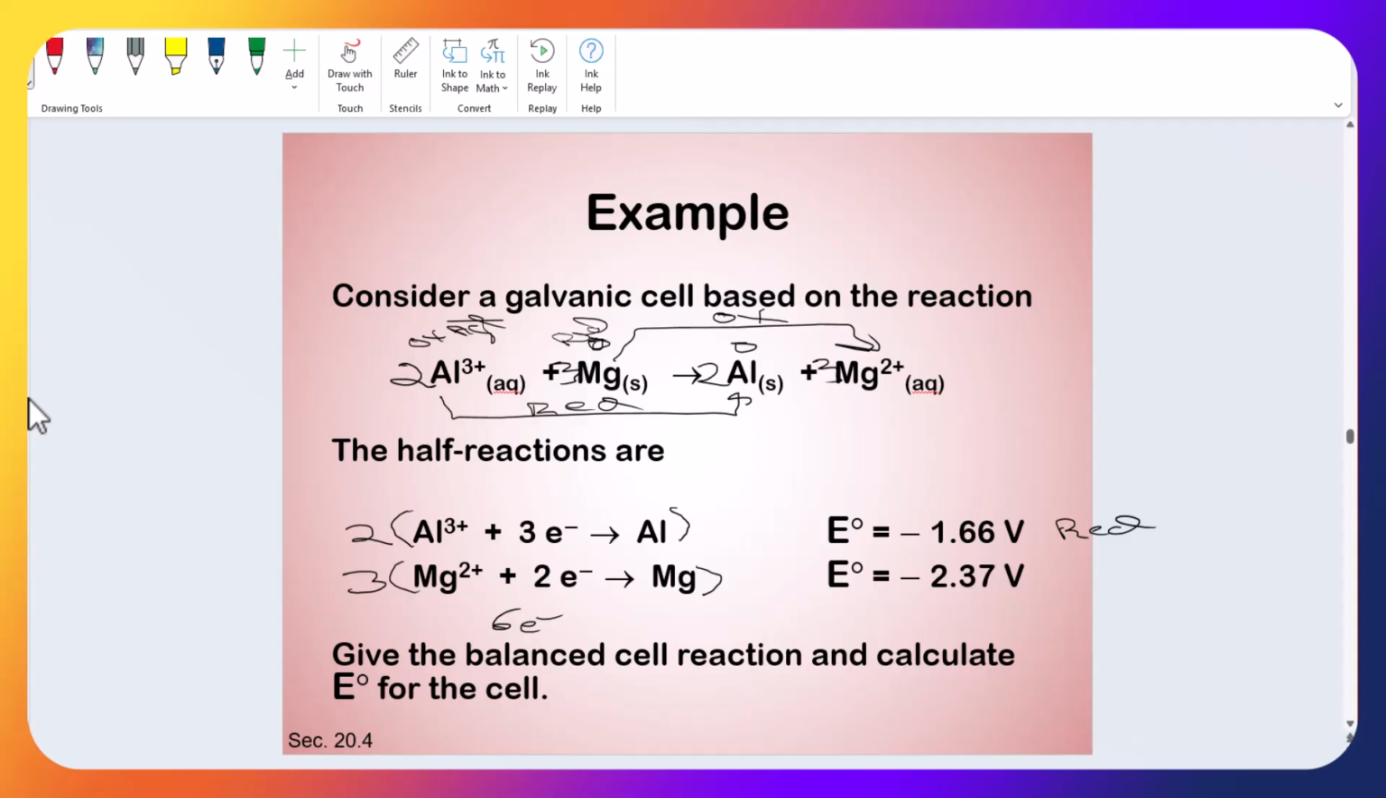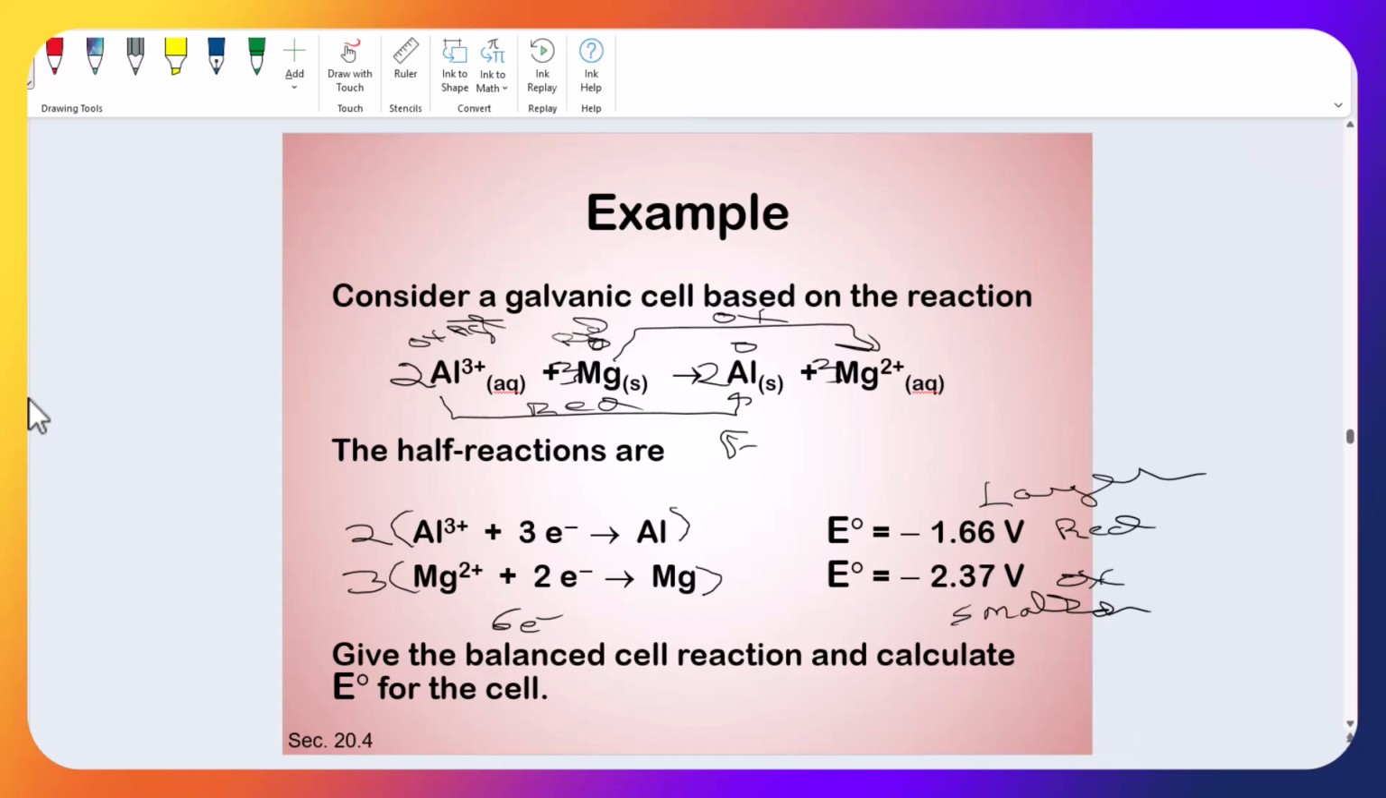Now we want to do the cell potential. So this will be our oxidation half. Now, if I didn't have this redox reaction up here, and I'm trying to figure out what the cell potential would be just given the E of the cell for the reduction potentials, I would notice that the -1.66 is a larger reduction potential than a -2.37 volts. Okay, so this is a smaller reduction potential. Take the smaller reduction potential and reverse it.